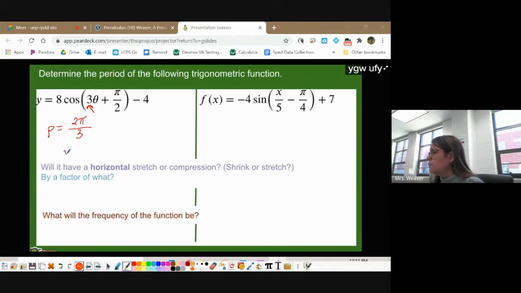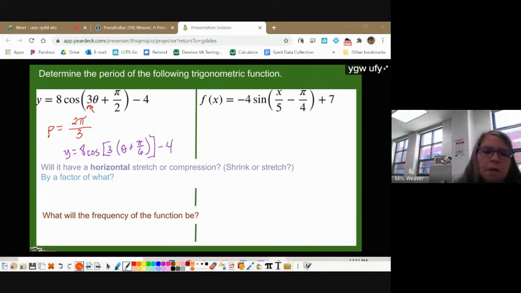So graphing form for this would look like y equals 8 cosine 3 theta plus. Now, to factor it out means to divide it out. So pi over 2 divided by 3. When we divide by a fraction, we multiply by the reciprocal. So that would be the same as multiplying by 1/3, and that would become pi over 6. Okay, and that would be graphing form.